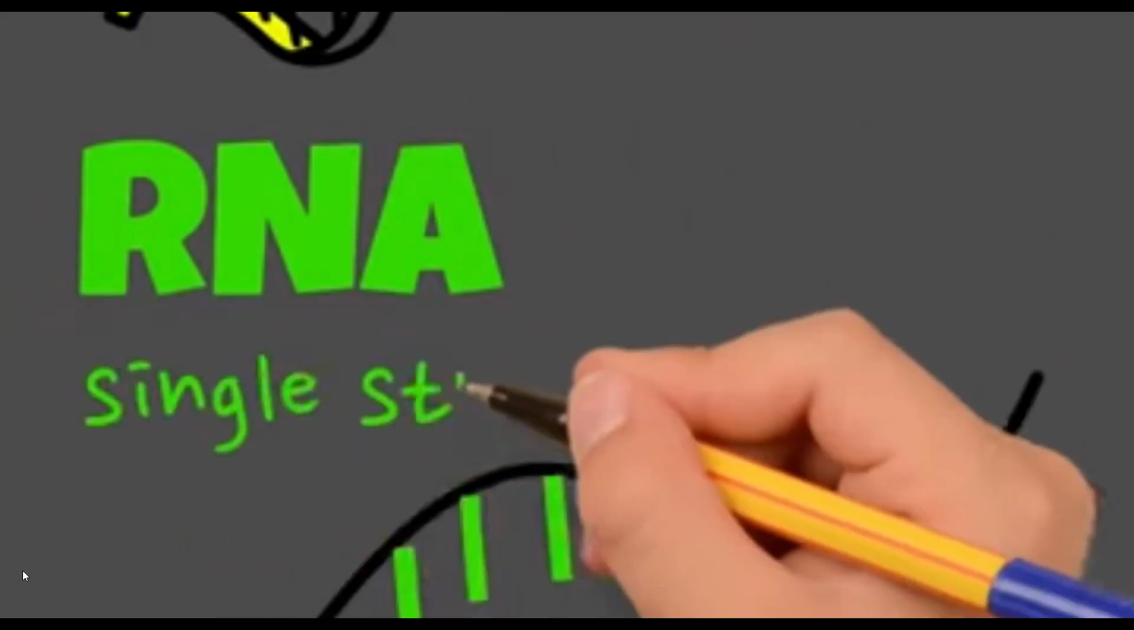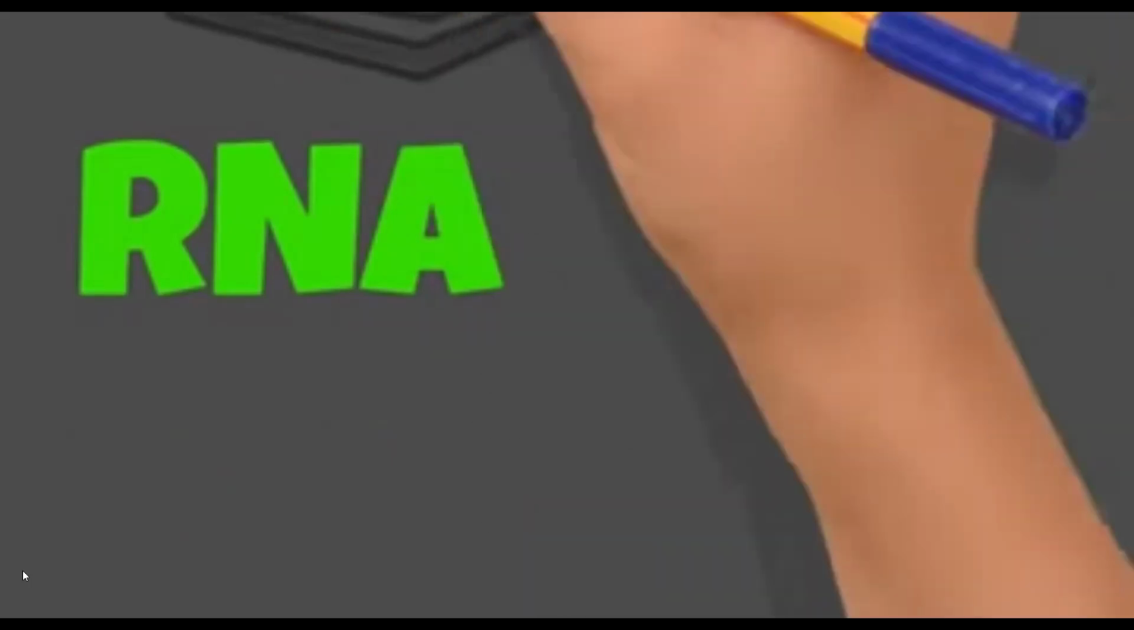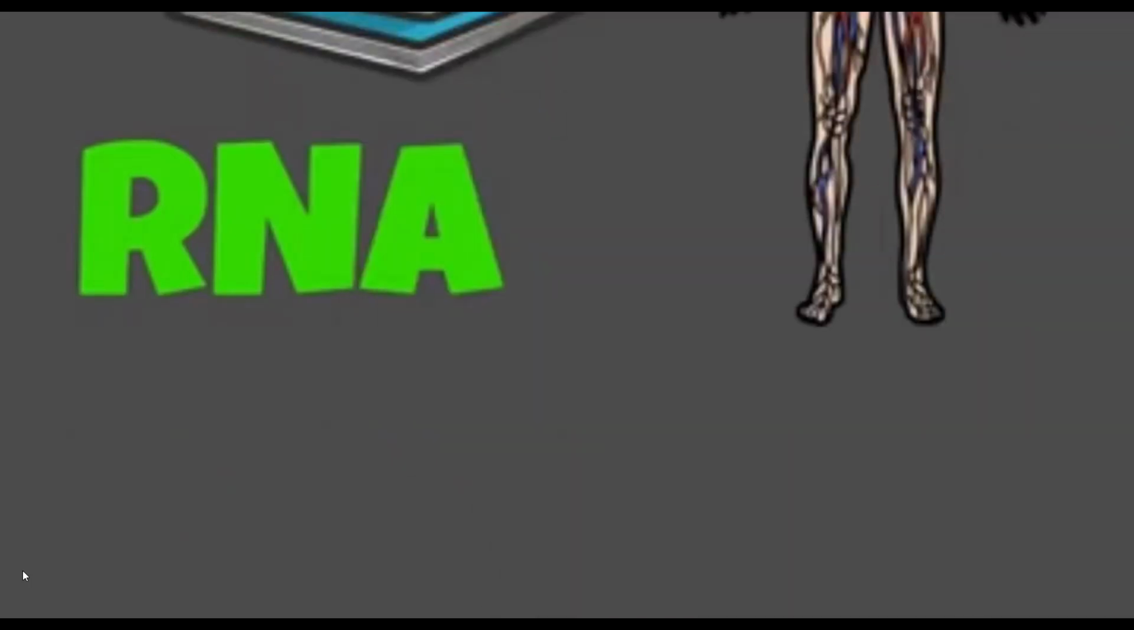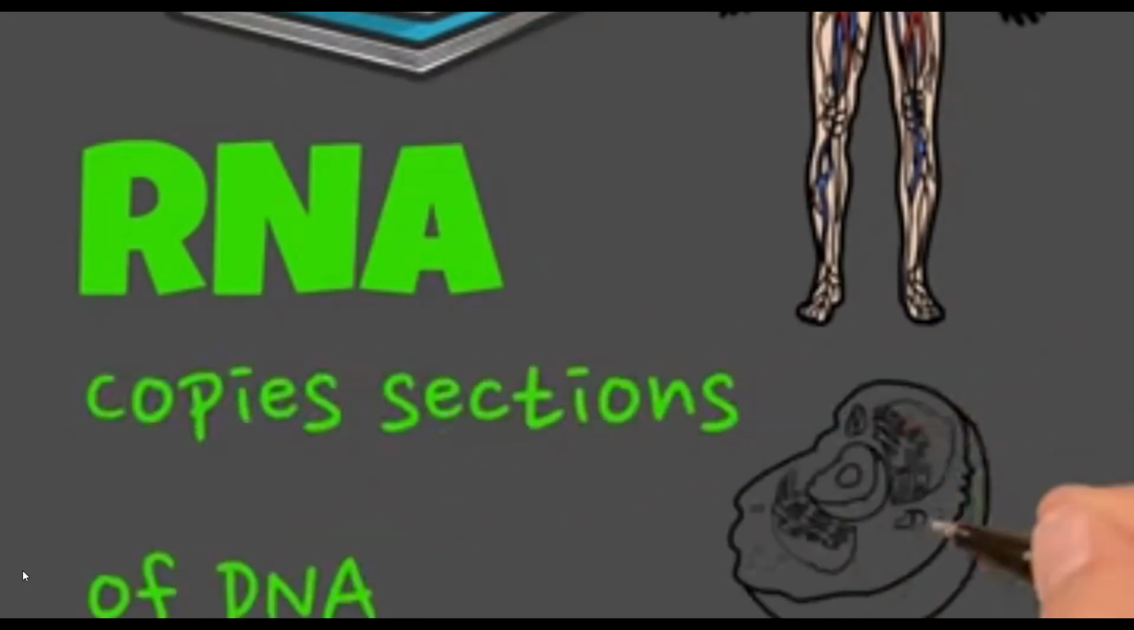So, what is RNA? RNA is ribonucleic acid, a nucleic acid involved in protein synthesis and gene expression. What are the components of DNA? DNA is made up of nucleotides containing a deoxyribose sugar, phosphate group, and nitrogenous bases.